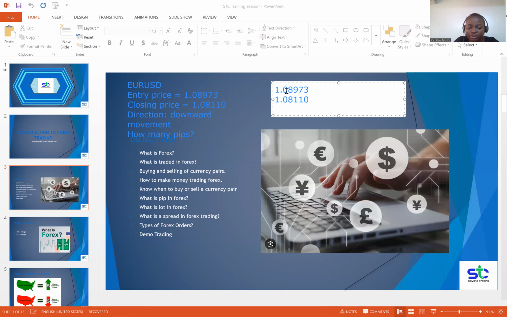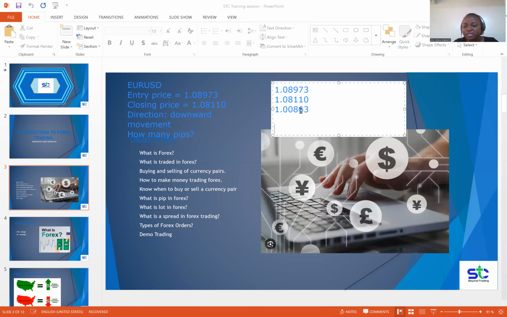3 minus 0, we have 3. 7 minus 1, we have 6. 9 minus 1, we have 8. 8 minus 8, we have 0. 0 minus 0, we have 0. Then we have the decimal, we have 1. Now the question is, how many pips has price moved? Remember, I said always exclude the pipette, and the pipette here is 3.